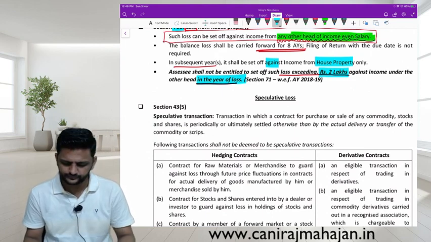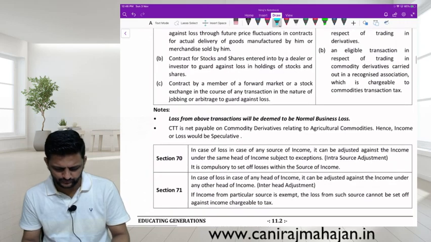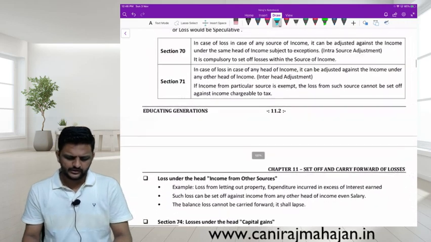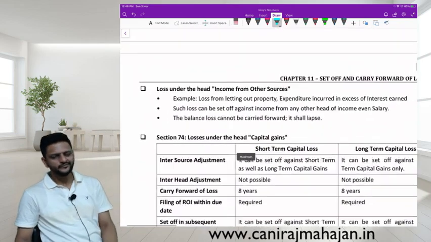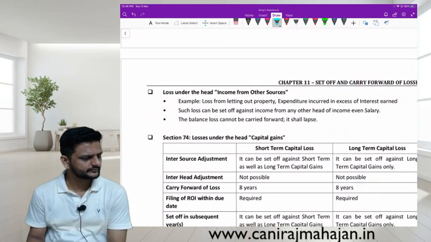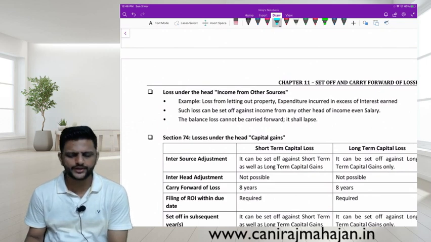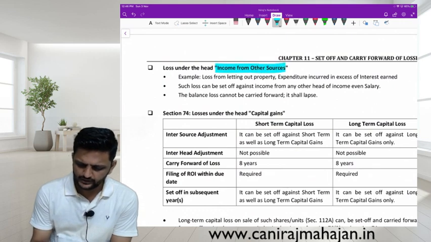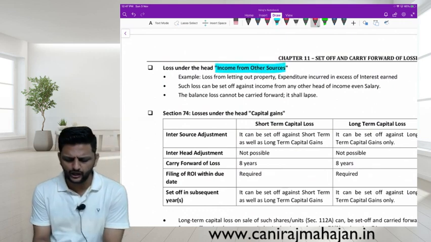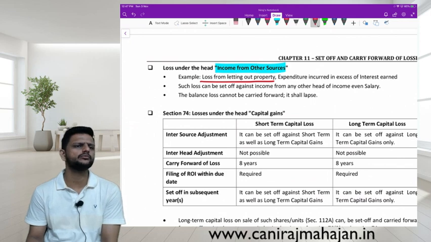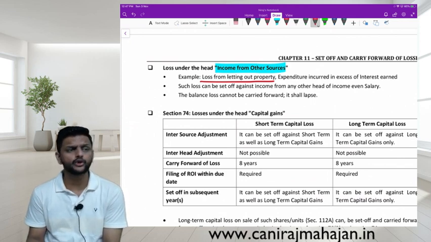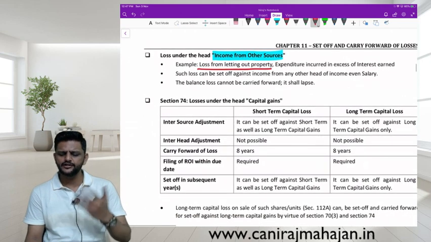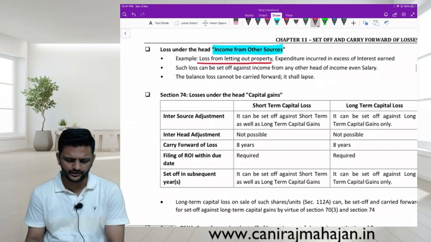Next one. Speculative we have to do. Check IOS, simple actually. Loss under the head income from other sources. There may be loss from letting out of property, too much maintenance compared to your letting out of property, or you have taken some loan that you are repaying, or expenditure incurred is more than the income earned.